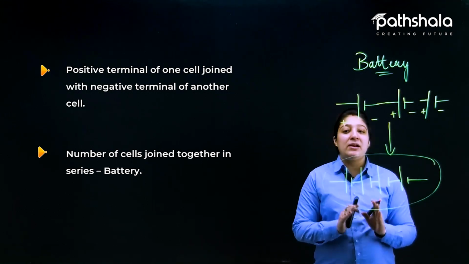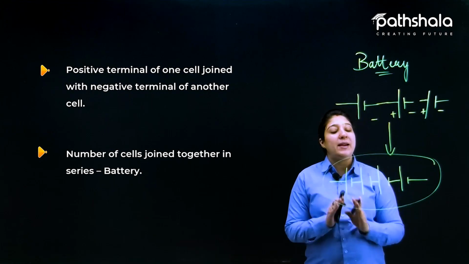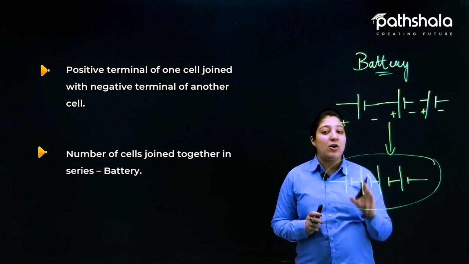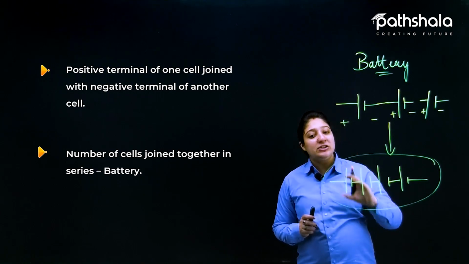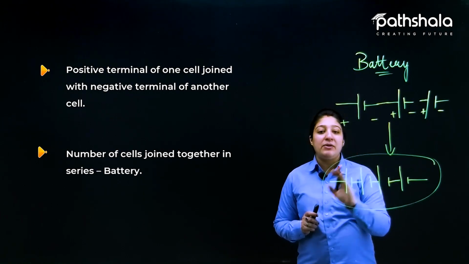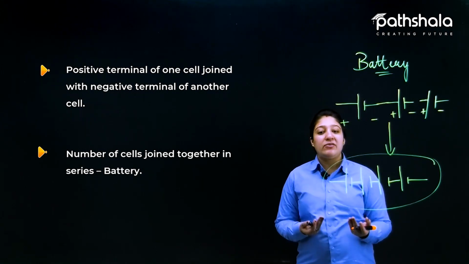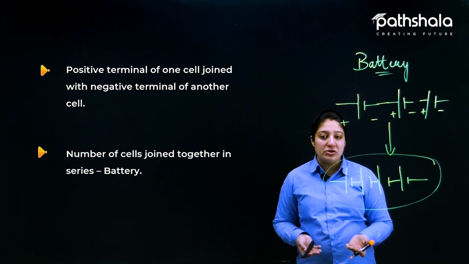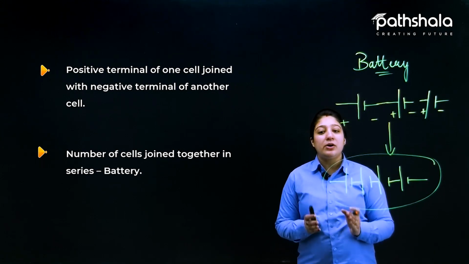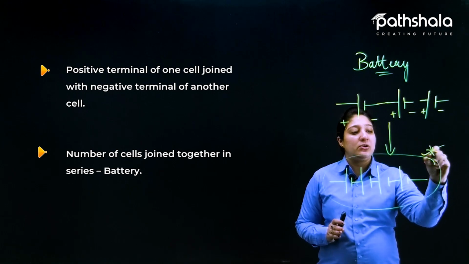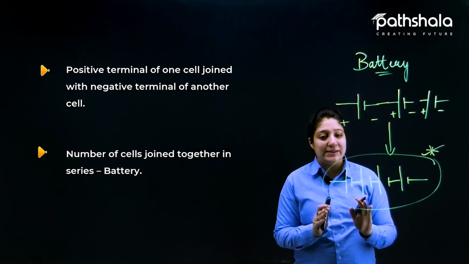Positive and negative terminals are just for the proper placement of the cells, so that there will be a proper connection, and hence your circuit will be complete and there will be a flow of charges, and hence the device or the electrical circuit which is provided to you will work properly. So this is the very important concept which you need to carefully understand.